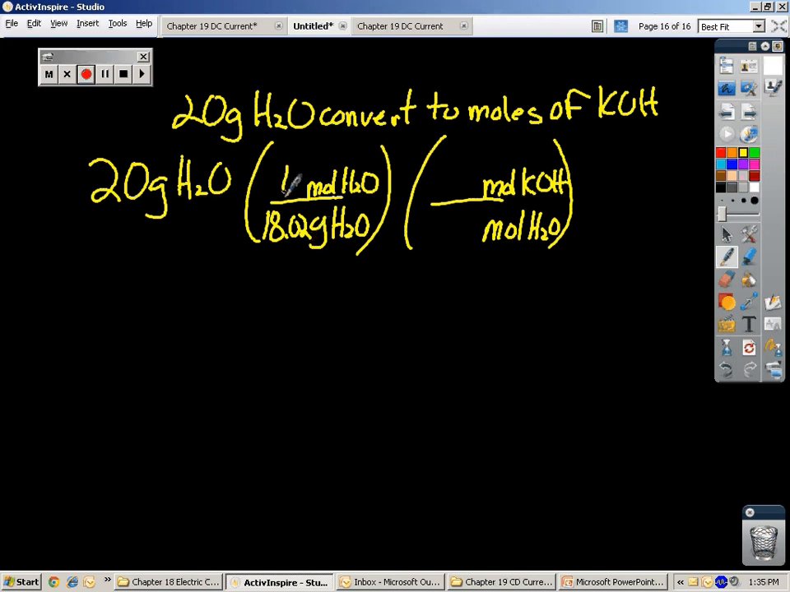Okay, so now we just did our grams to mole step. We got to do the mole ratio next. We look at our mole ratio in our balanced equation. How many moles of water did we have? 2. How many moles of KOH did you have? Take a look again. 2. So we had 2 moles of KOH. On the bottom, look at your balanced equation. What's the coefficient in front of the water? It's a 2, right? That's where that comes from.